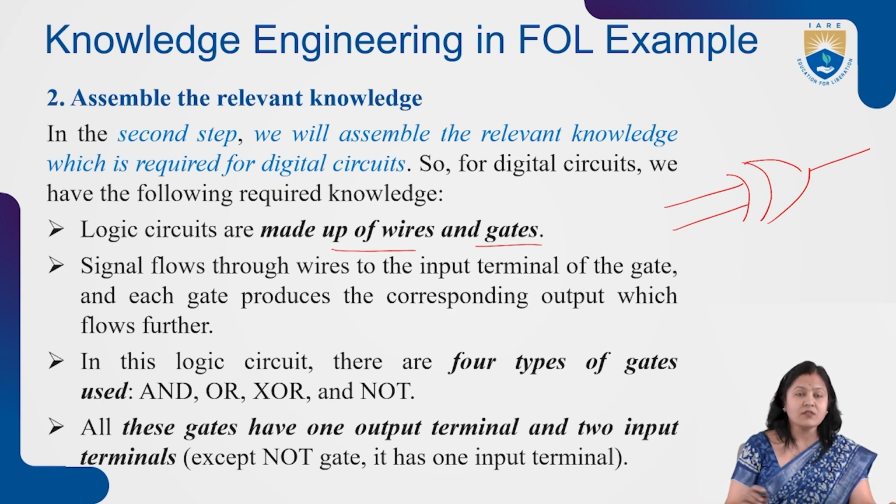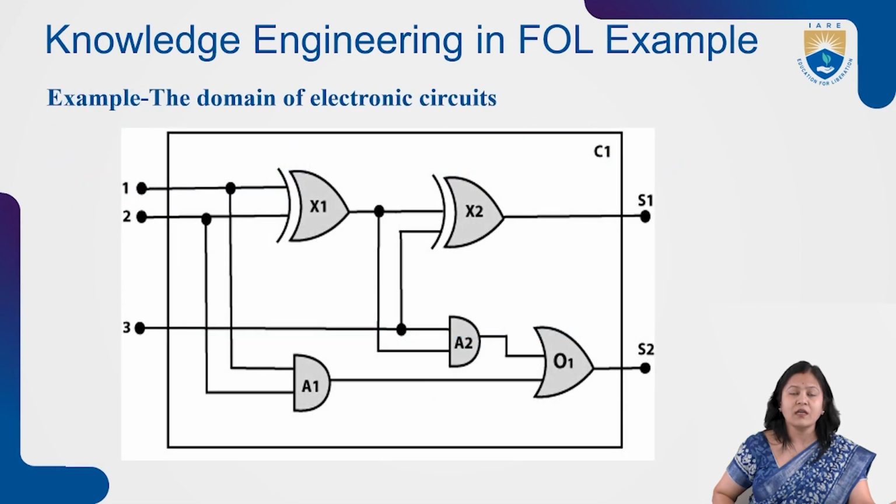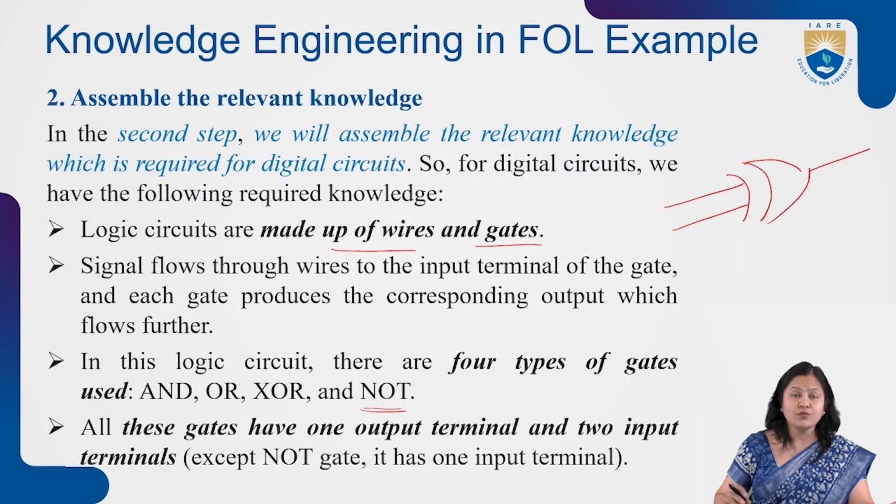And third, in this logic circuit there are 4 types of gates we have used: AND, OR, XOR, and NOT. Anyway, NOT gate is not there in our circuit. Let me show you once again. Here we do not have a NOT gate, but it is a basic gate. So these are the basic gates we use for any logic circuit: AND gate, OR gate, XOR gate, and NOT gate. And we should have the knowledge of all these. We will acquire the knowledge of how all these gates work.